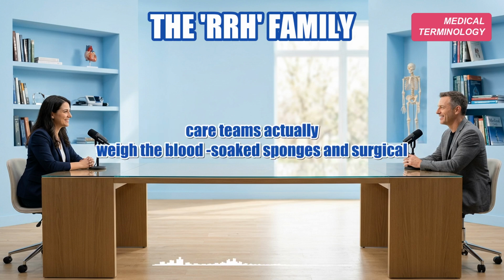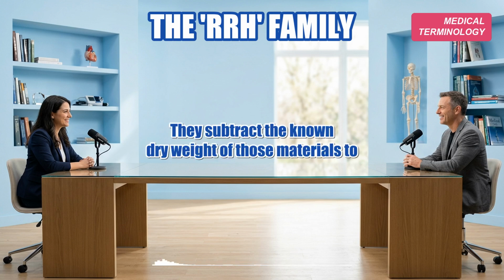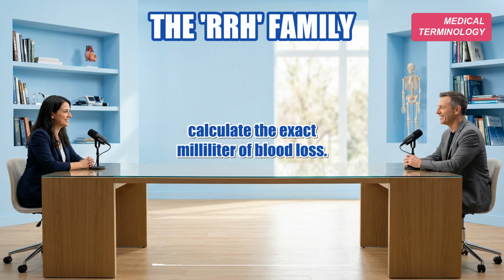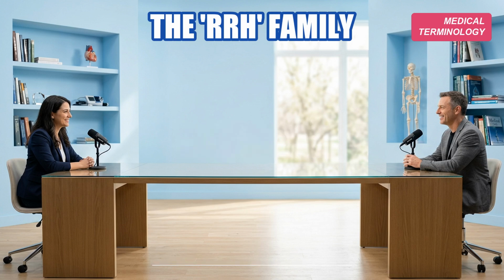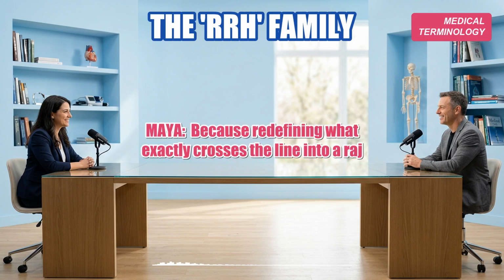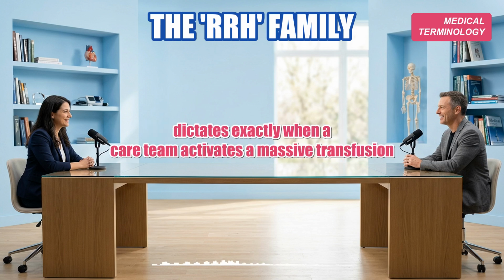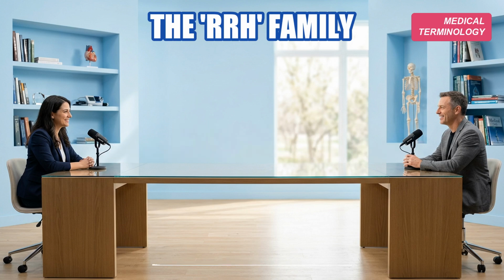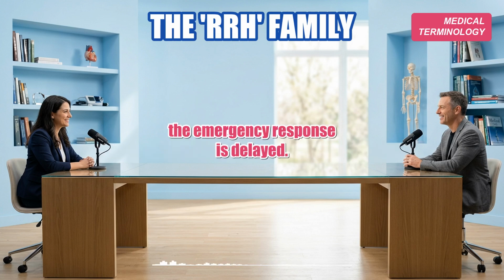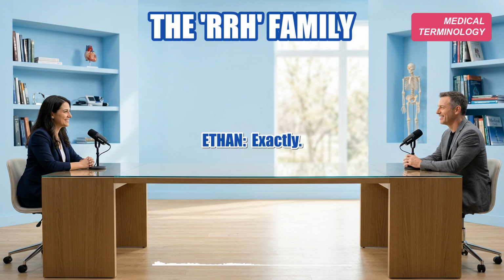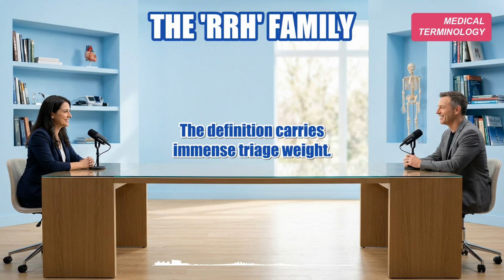Instead of guessing, care teams actually weigh the blood-soaked sponges and surgical drapes. They subtract the known dry weight of those materials to calculate the exact milliliter of blood loss. Because redefining what exactly crosses the line into a hemorrhage dictates exactly when a care team activates a massive transfusion protocol. If the word is vague, the emergency response is delayed. Exactly. The definition carries immense triage weight.